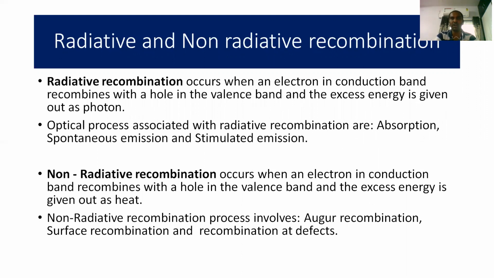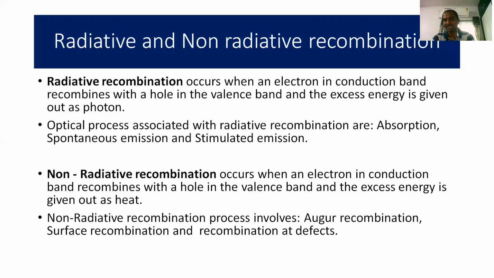Then what are radiative and non-radiative recombinations? Radiative recombination means that during the process of recombination, when an electron in the conduction band comes back and recombines with the hole in the valence band, the excess amount of energy comes out in the form of light or in the form of a photon. Such a recombination will be called radiative recombination.